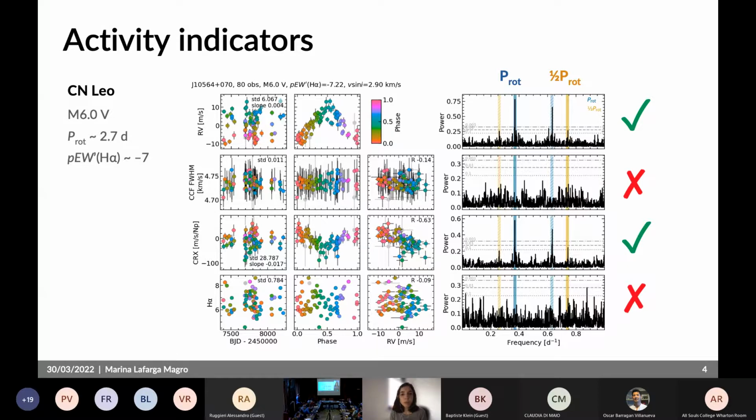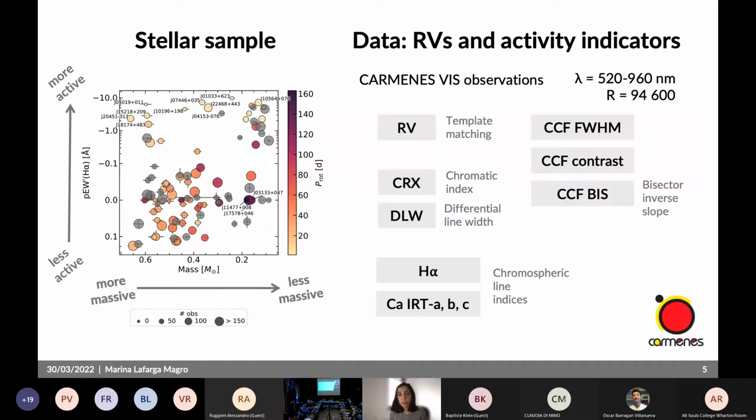So we did this kind of analysis, periodogram analysis, in a set of about 100 M-dwarf stars. I'm showing you the sample that we used here on the left plot. Here we have all the stars that we have analyzed, and I'm plotting them as a function of their activity, from less active to more active on the y-axis, and from more massive to less massive on the x-axis. And here on the right, I'm just showing you the different spectroscopic activity indicators that we've analyzed.